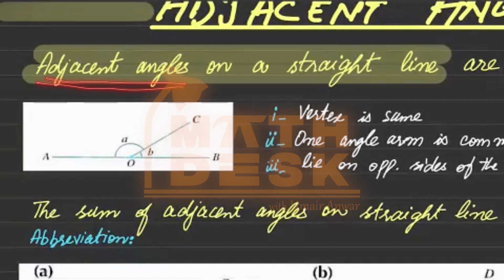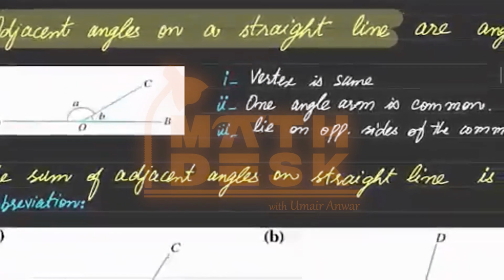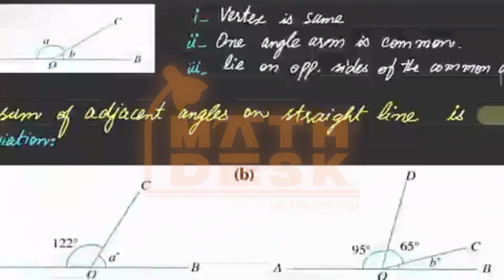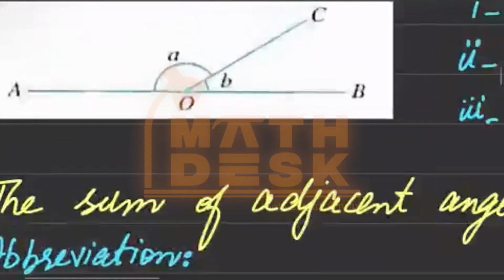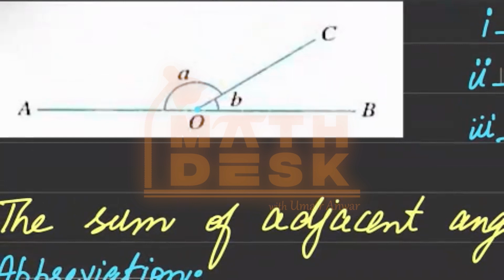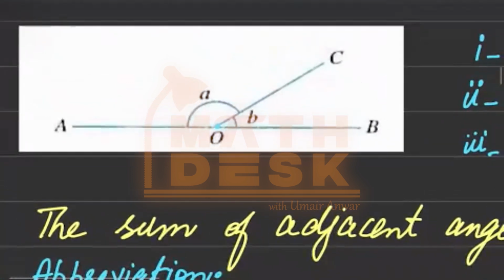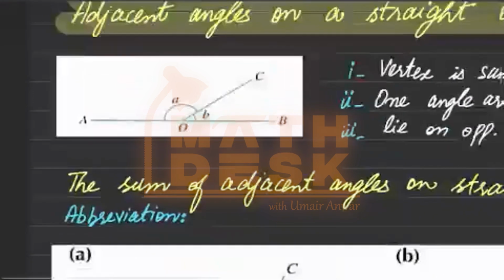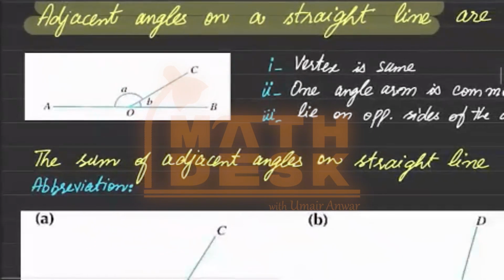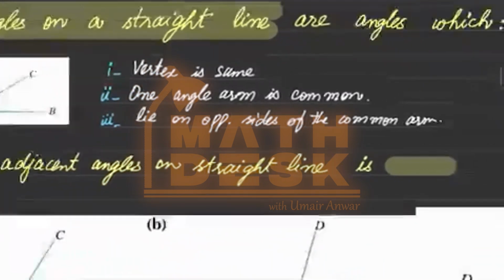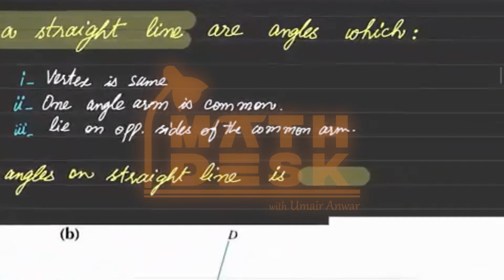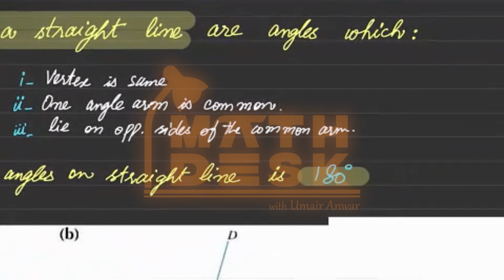When adjacent angles are formed on a straight line, we can see that they are added to give an answer of 180 degrees. So now we can complete the sentence: the sum of adjacent angles on a straight line is always equal to 180 degrees. They would be supplementary angles.